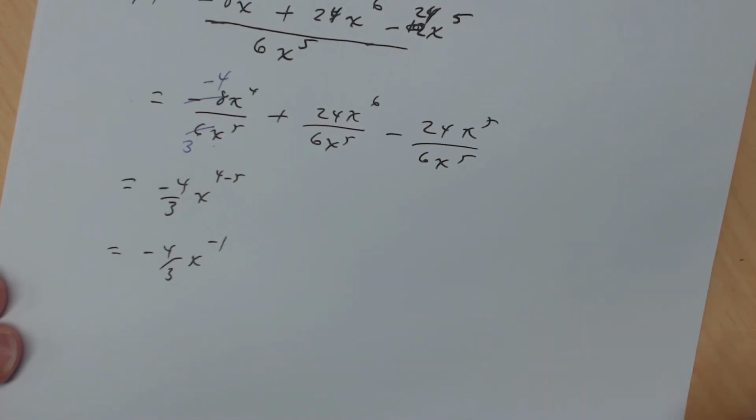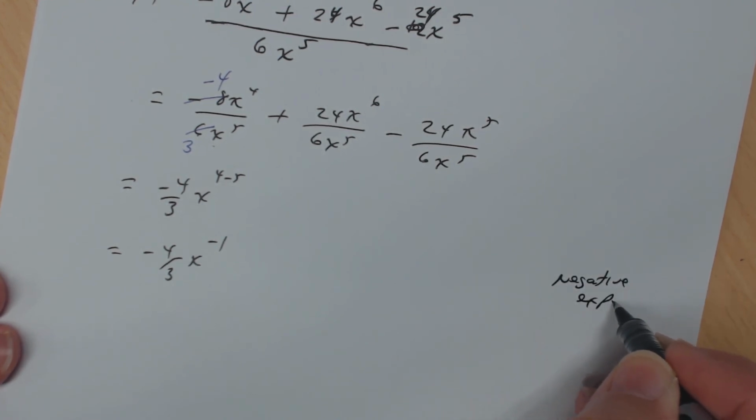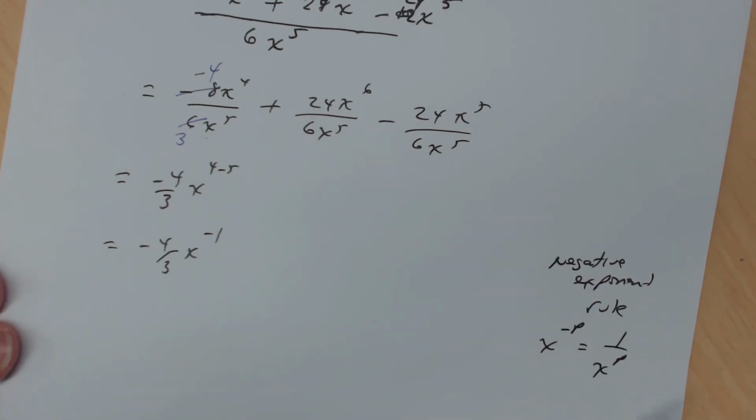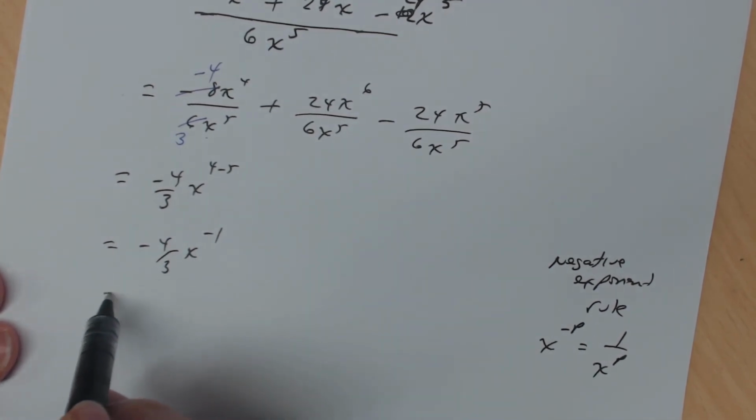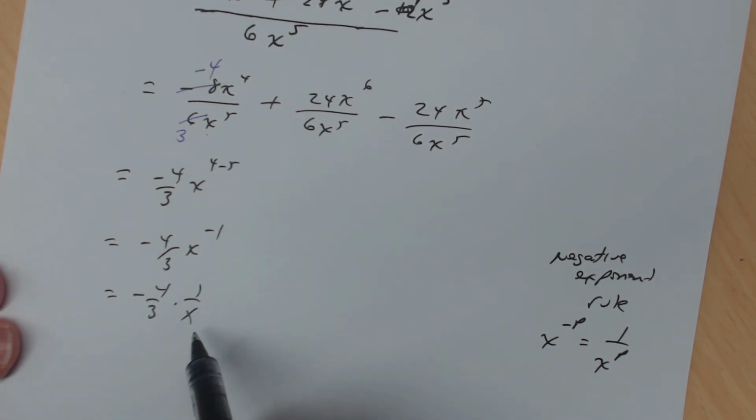And remember the negative exponent rule from a previous lesson, that x to the negative p is 1 over x to the p. You don't want any negative exponents in your answer, so you want to rewrite it with a positive exponent. So this becomes negative 4/3 times 1 over x, since x to the negative 1 is 1 over x. And writing this as one fraction, that's negative 4 divided by 3x.